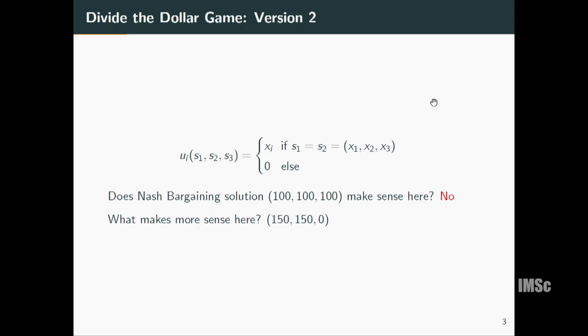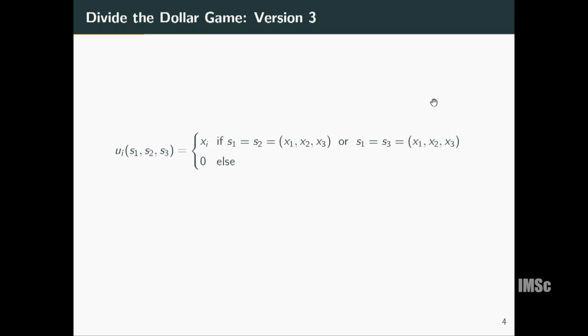Perfect. This is not Nash. Nash bargaining solution is 100, 100, 100. But what I am saying is, if the rules are changing, the solution that makes more sense will change. We want to capture them. Let us take another version.